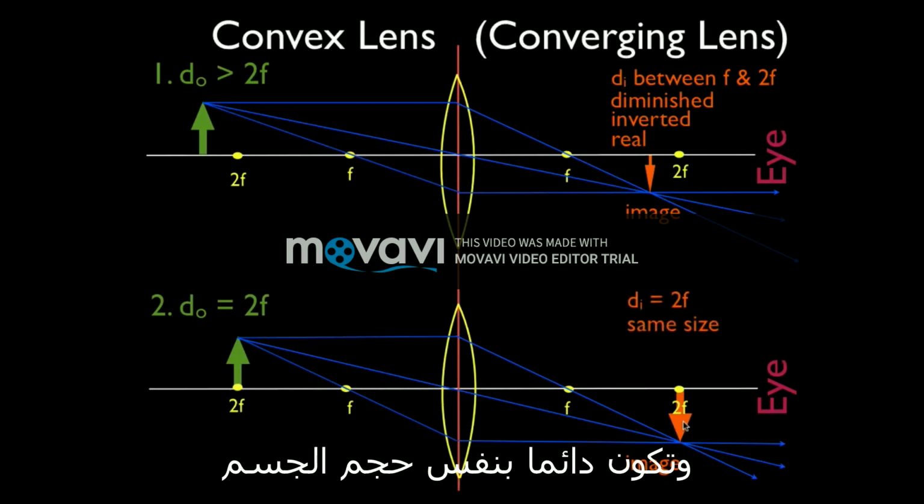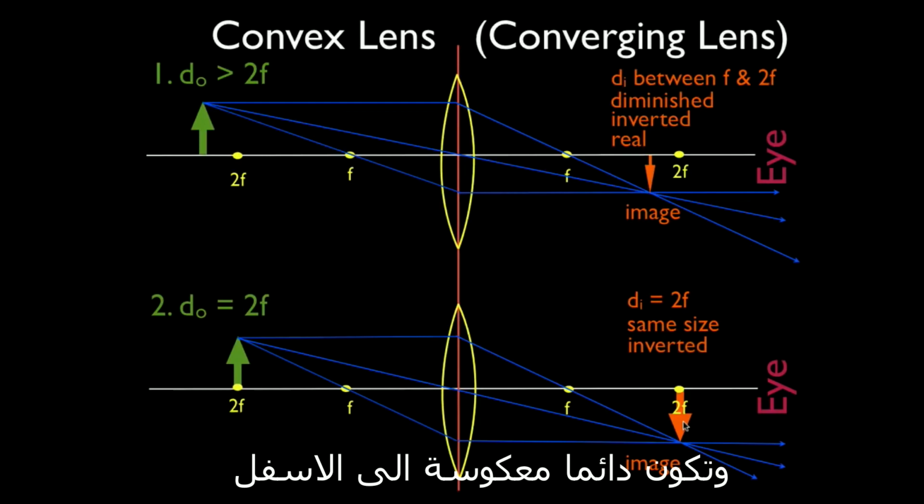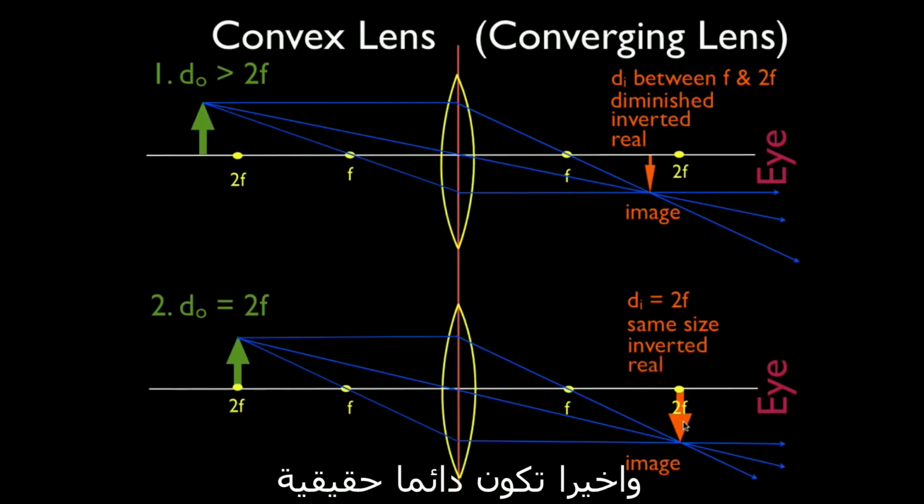The image will always be the same size. When your object is at 2f, the image is the same size. It will always be inverted or upside down, and it will always be a real image, an image that is created by converging light rays.